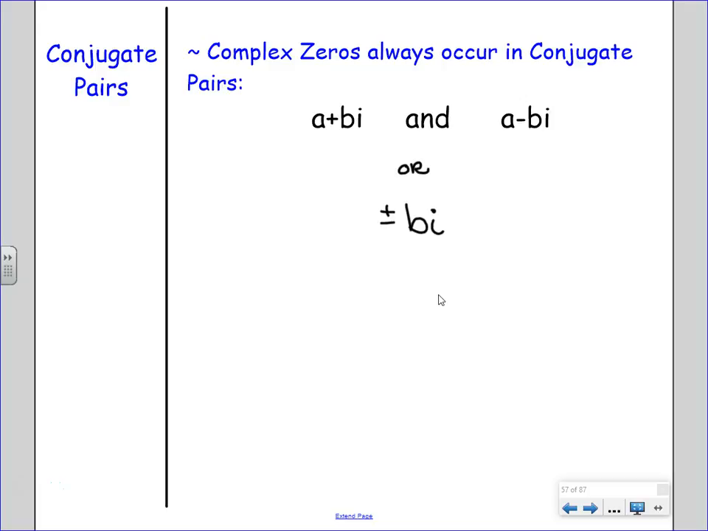And a big clue for us to remember for complex zeros. Basically, in order for complex zeros to come out of a polynomial with only real coefficients, like if you were to look at it, you don't see any imaginary numbers to begin with, the complex zeros must always come in pairs. And not just any pairs, but conjugate pairs. What I mean by that is the signs are different on the imaginary pieces. So if I have an a plus bi, I must have an a minus bi. If I have a positive bi, I must have a negative bi.